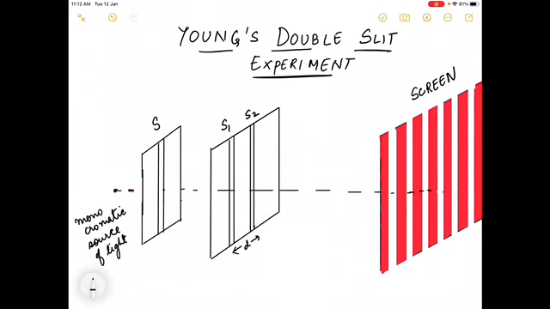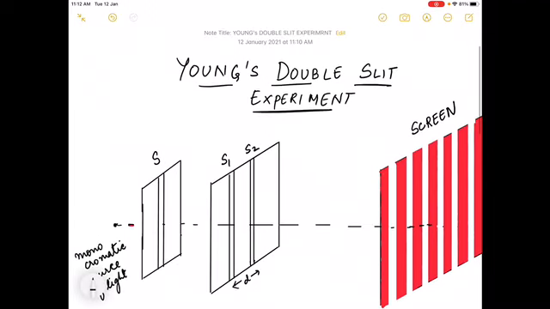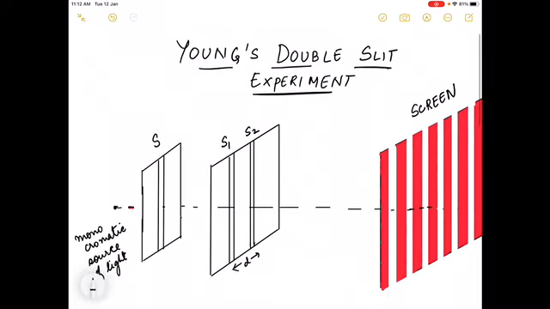So today we are going to talk about Young's double slit experiment, a very famous experiment as far as the future of physics was concerned, a very important and very significant experiment. Right, so this experiment was performed by Thomas Young.